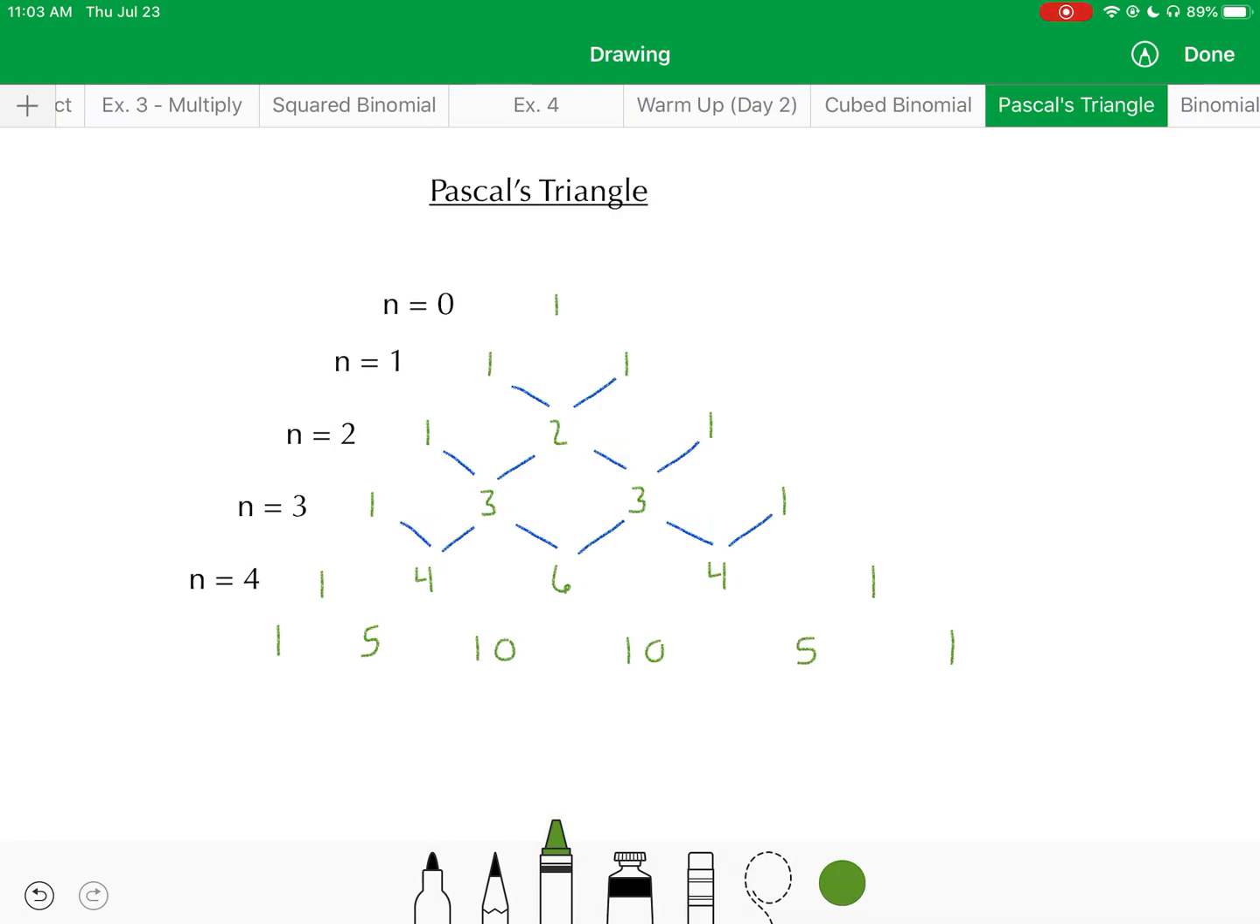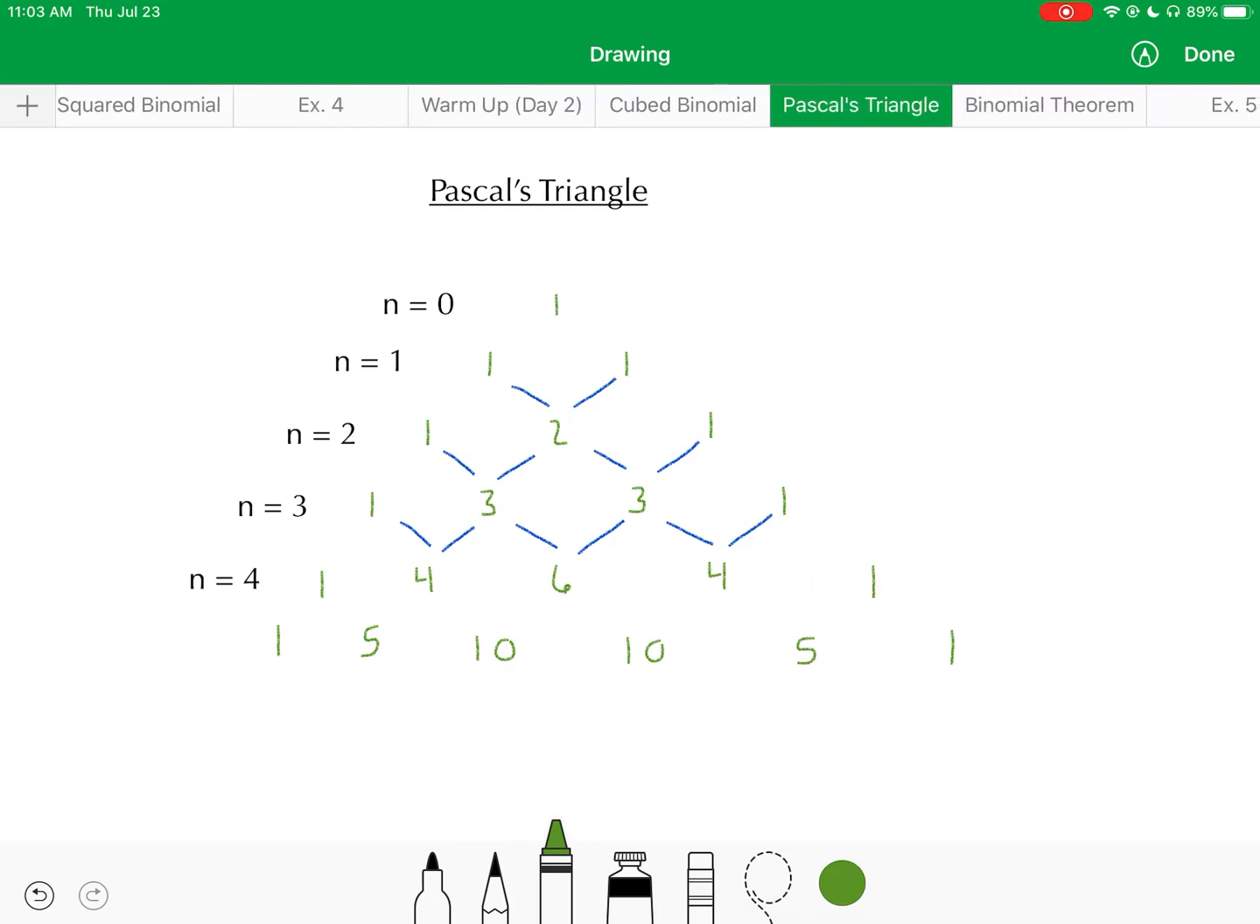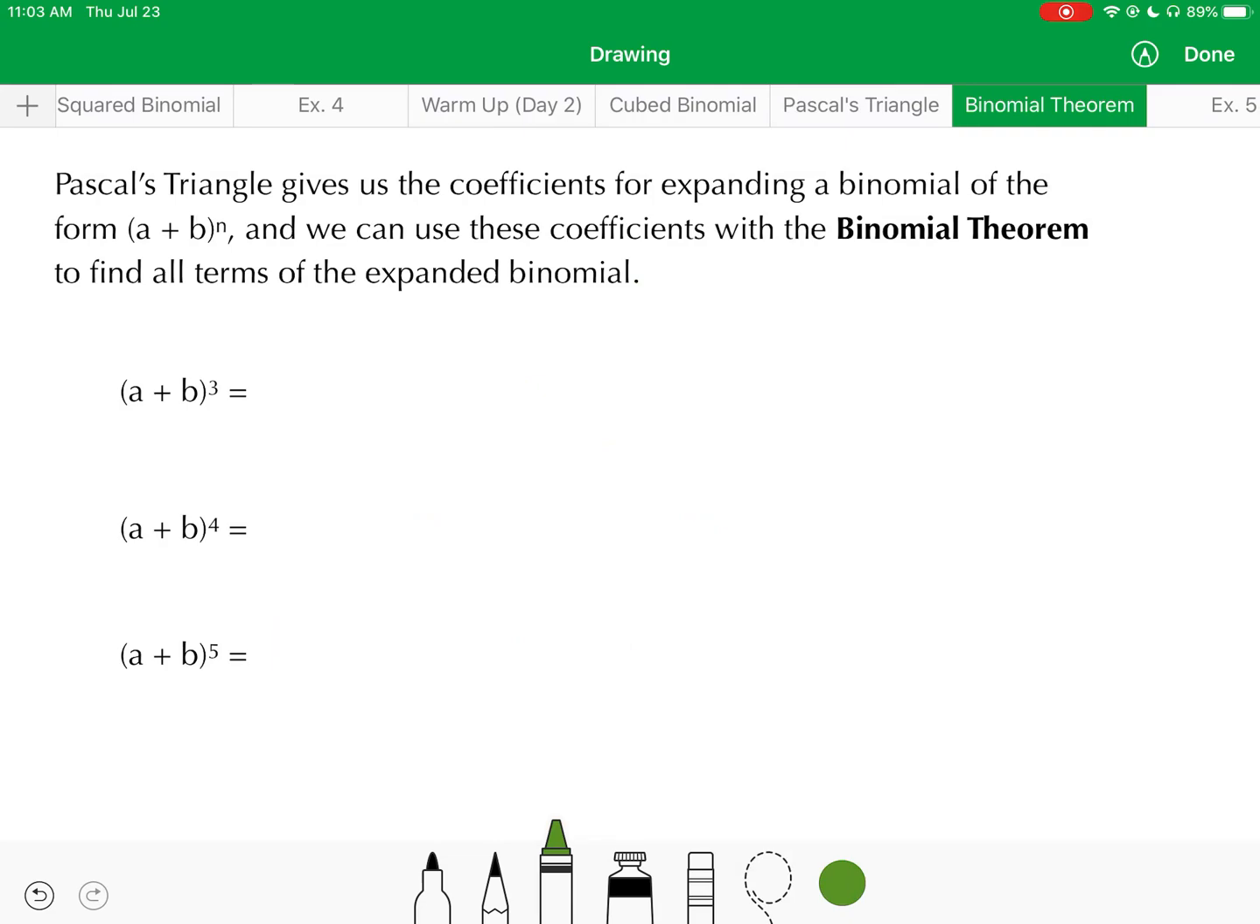Now how does that help me with raising a binomial to a power? Well, we have something referred to as the binomial theorem. Pascal's triangle gives us the coefficients for expanding a binomial of the form a plus b to the power of n. And we can use these coefficients with what's called the binomial theorem to find all terms of the expanded binomial. So we already looked at the pattern for a plus b to the third power.